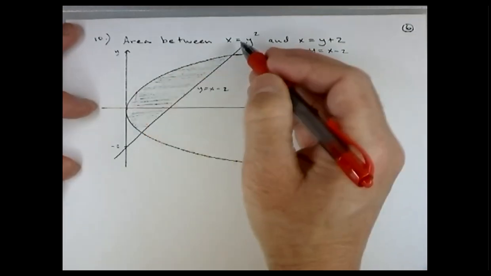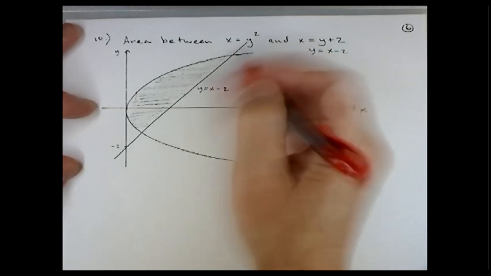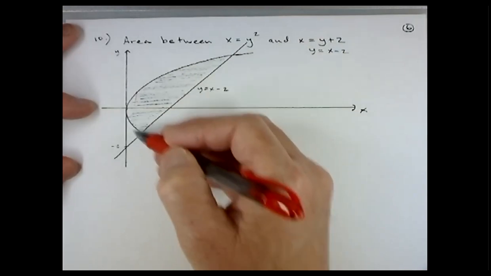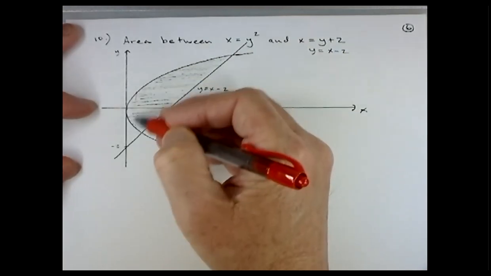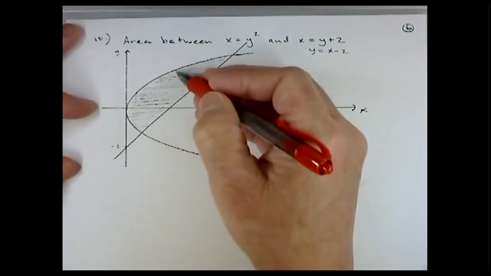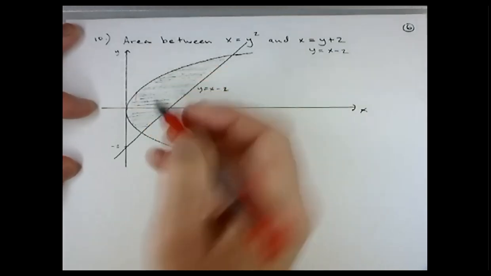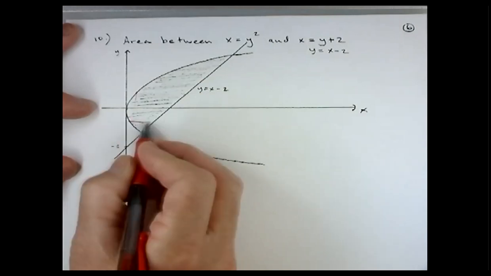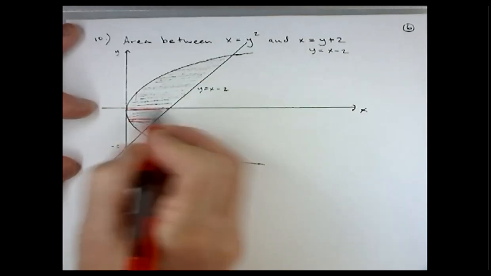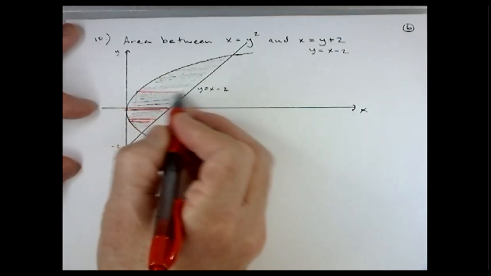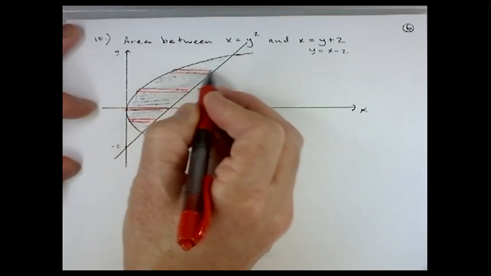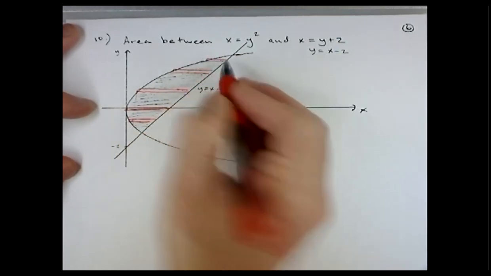I suppose what we really are talking about is this would be y equals positive root x. This would be y equals negative root x. So we could deal with it. But you see, because my bottom function would change, whereas if I do horizontal rectangles, I'm always going to be between the same two functions on the right and left. So that is definitely the way to go here.